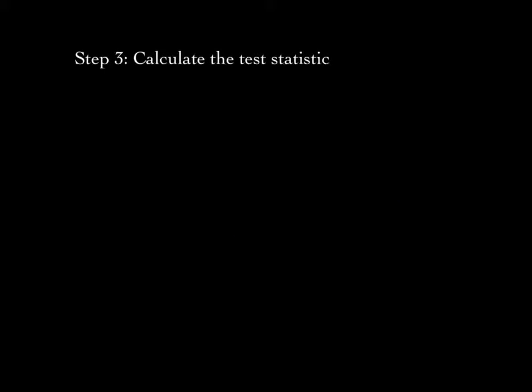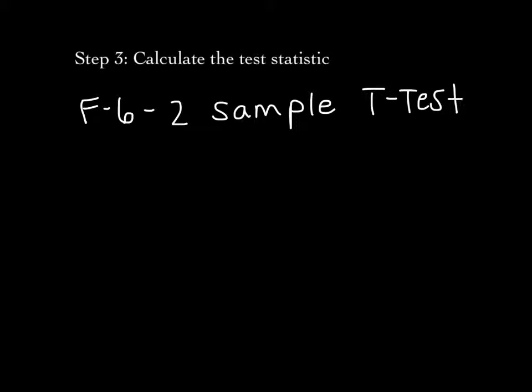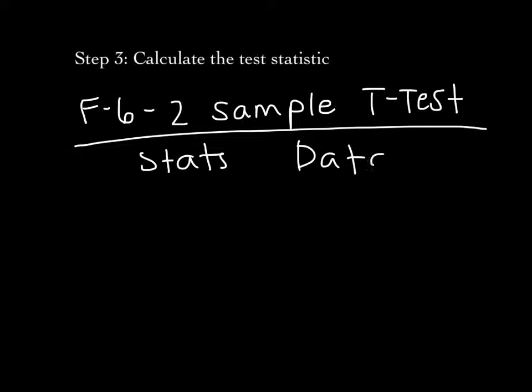Our next step is calculating the test statistic. The shortcut on your calculator is under F6, and it's two-sample t-test. So once you get to your calculator, it's going to ask you if you want stats or data option. And for this problem, we're going to go with the stats.